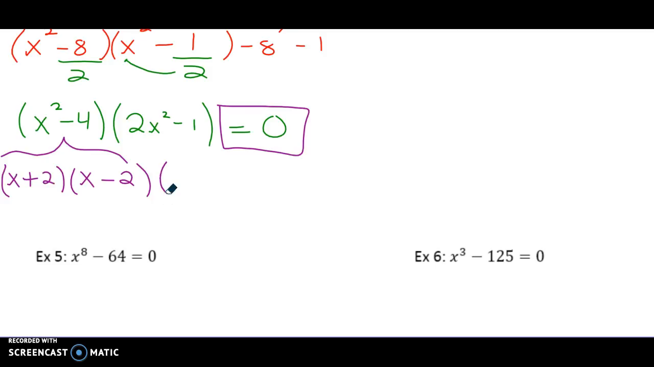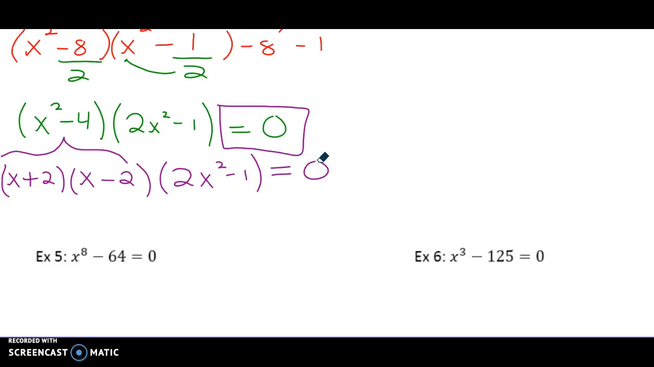And why does this not break apart any further? It's none of the scenarios in the left column. The 2 is not a perfect square. And if we tried a times c with 0 in the middle, there are no factors of negative 2 that add up to 0. So we're just done with that one. It's a prime polynomial.